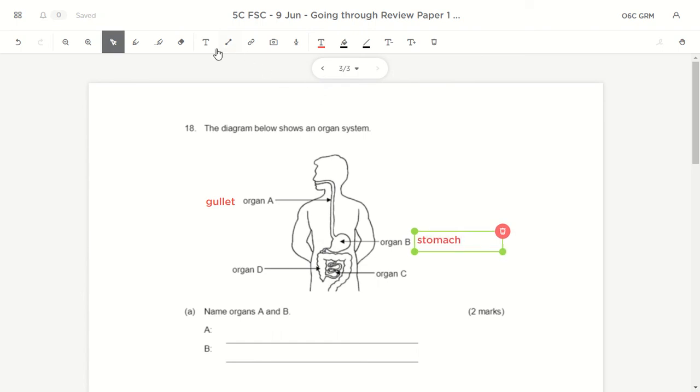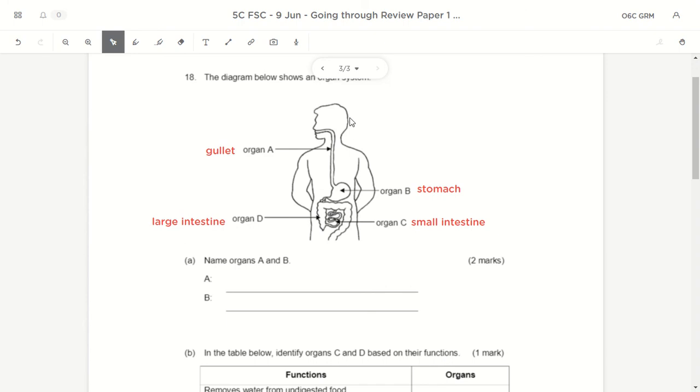C is actually the small intestine. Look carefully, you realize it is the small intestine. And D is actually the large intestine. Okay, so A gullet, B stomach, C small intestine, D large intestine. So once you understand this, you'll know that this system is actually called the digestive system. So let's put it in capital letters.